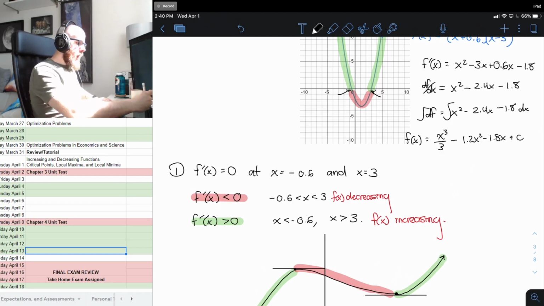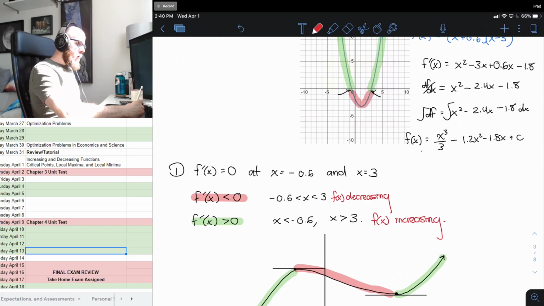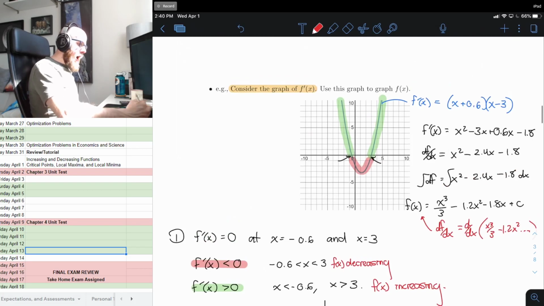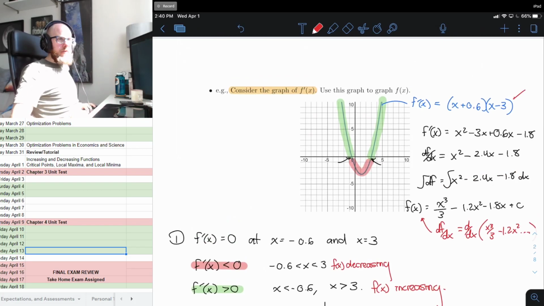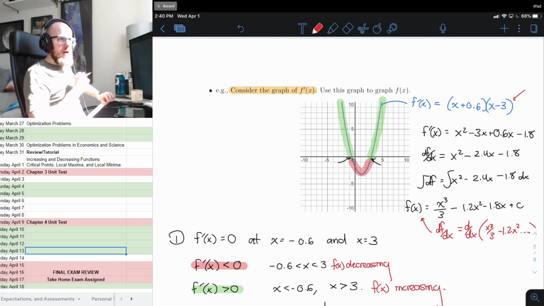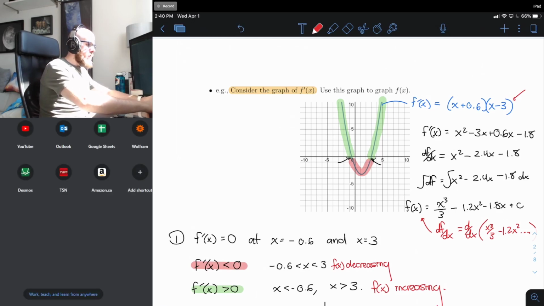Okay. Now, what I would recommend doing here is taking the derivative of the function that we just found. So differentiate x cubed over 3 minus 1.2x squared, and so on. What you'll get when you do that is the original equation for the derivative. All right, so let's graph this in Desmos and see how close we got.